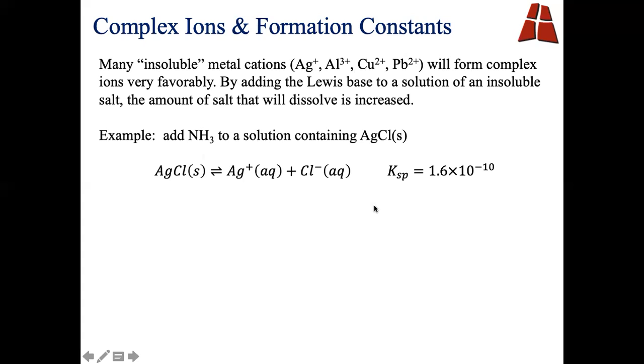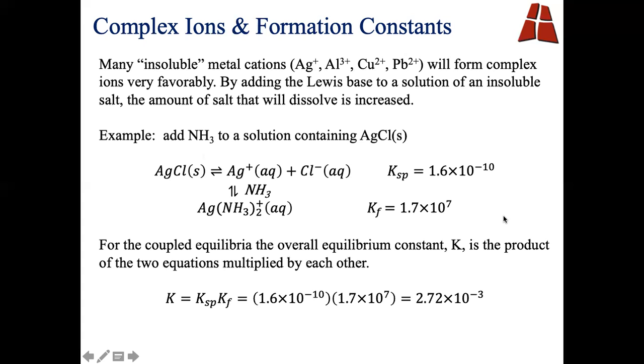That means our reactants are very favored. But if we dissolve that in a solution that contains ammonia as well, we can form our complex ion, which has a Kf value of 1.7 times 10 to the 7th. If we couple those two equilibria together, we can calculate an overall equilibrium constant, K, by multiplying these two equations together. Our overall K would be equal to Ksp times Kf, which is shown here. Overall, our equilibrium constant is 2.72 times 10 to the negative 3rd.